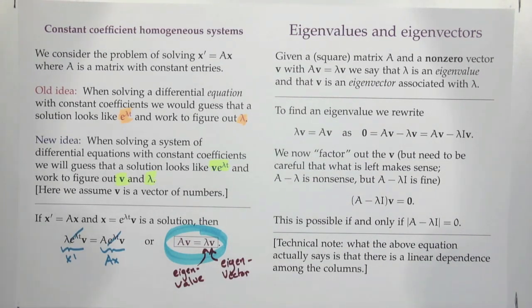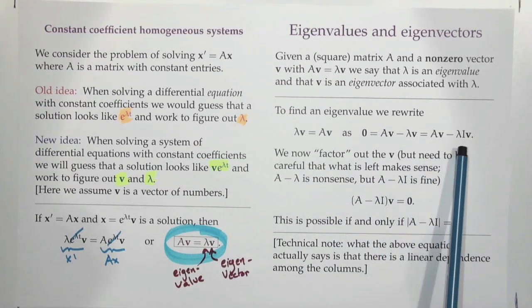Okay, so how do we find these magical things, these special eigenvalues and eigenvectors? We start off saying, all right, we know what we want. We want this relationship. Well, let's get some zeros involved. So we subtract lambda v across. So 0 equals Av minus lambda v. Perfect.